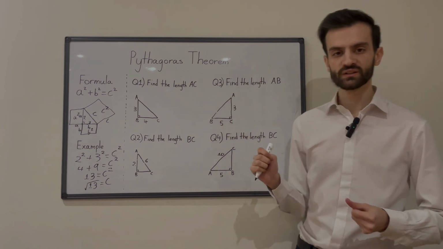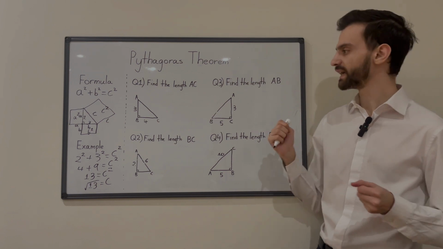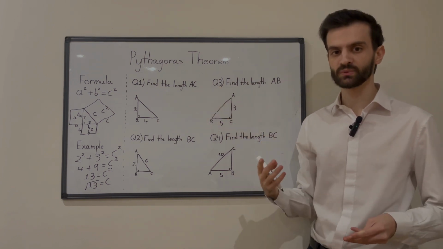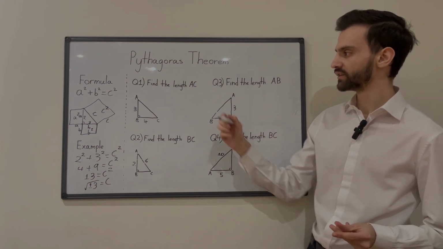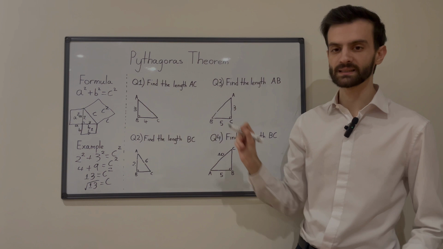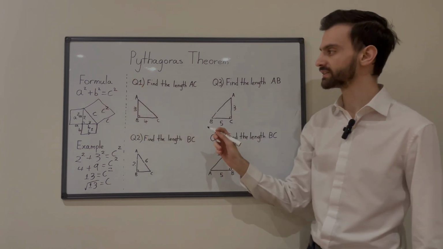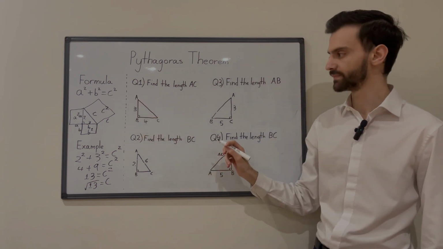Let's go through some questions. Now, here it says find the length of AC. Notice that these letters are in capitals, and we do that for notation wise to our distances in points. Our smaller letters, or lowercase letters, are ones that represent our length.